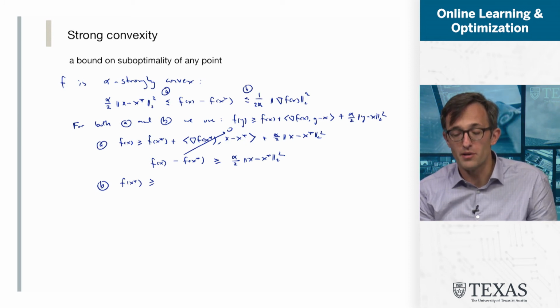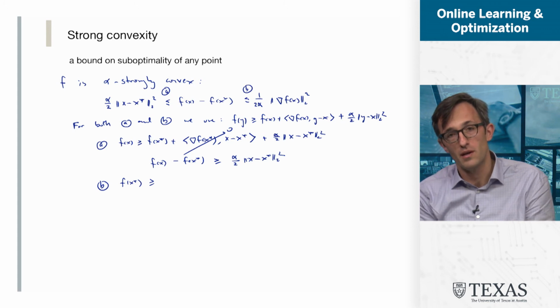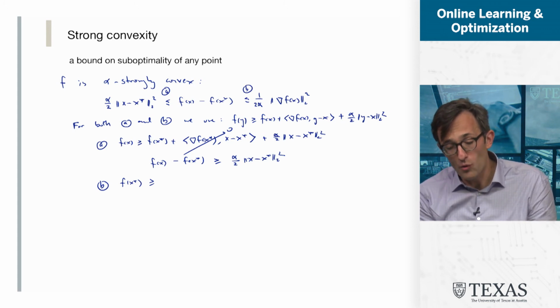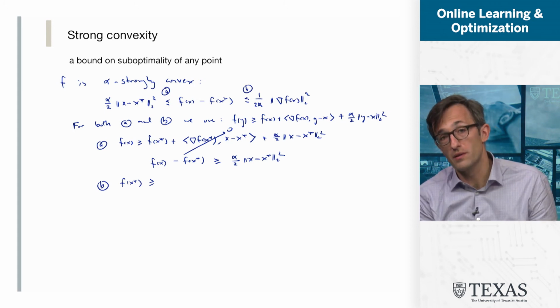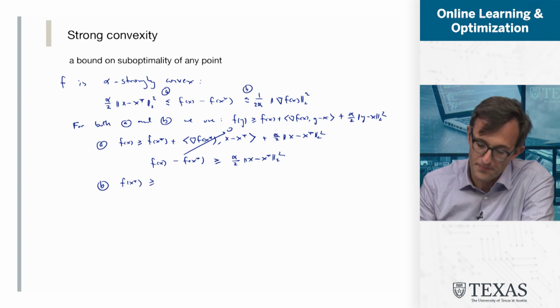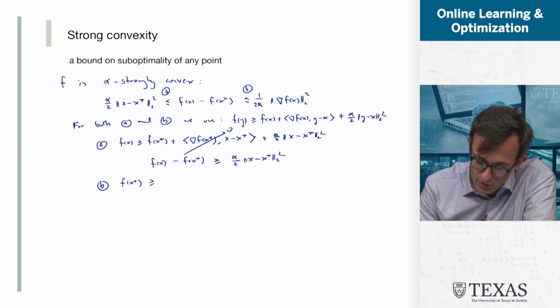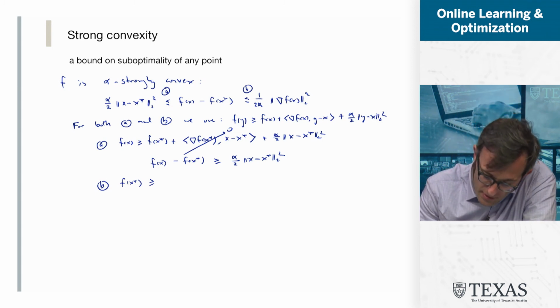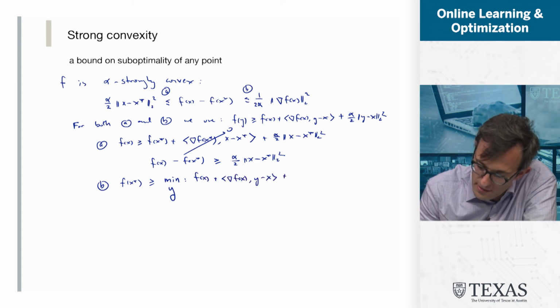Right? It lies below all of my function. That means that the lowest point of the quadratic lower bound better be lower than the lowest point of my function. Otherwise, it couldn't possibly always be underneath it. So this is going to be greater than or equal to the min over y of my quadratic lower bound: f of x plus gradient of f of x times y minus x plus alpha over 2 times y minus x squared.